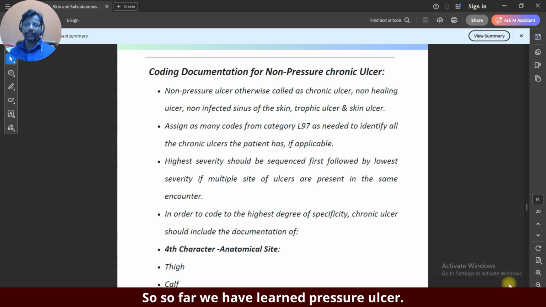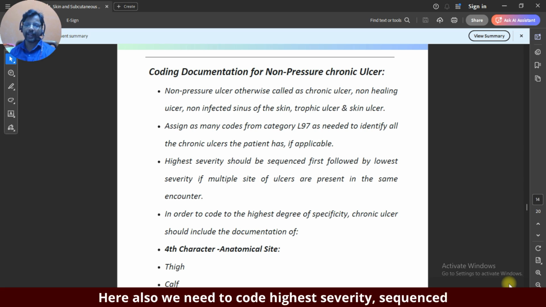So far we have learned pressure ulcer. Now we need to learn non-pressure chronic ulcer. The other names for non-pressure chronic ulcer are chronic ulcer, non-healing ulcer, non-infected sinus of the skin, trophic ulcer or skin ulcers. Here also we need to assign as many codes from the L97 category based on the anatomical location.